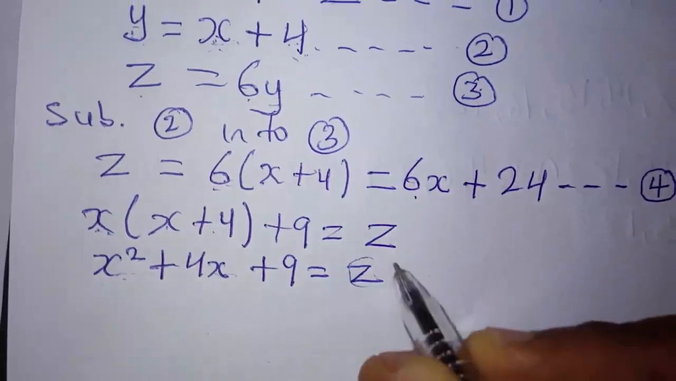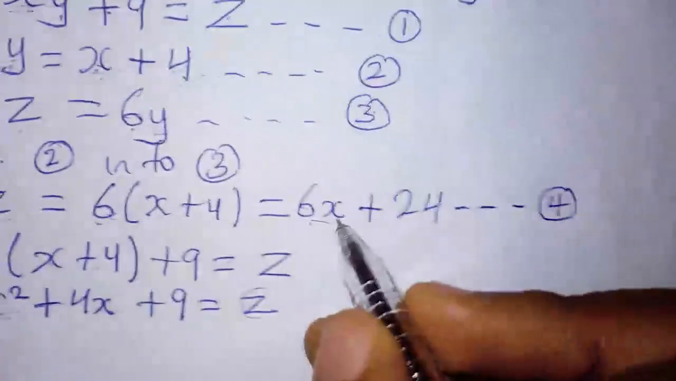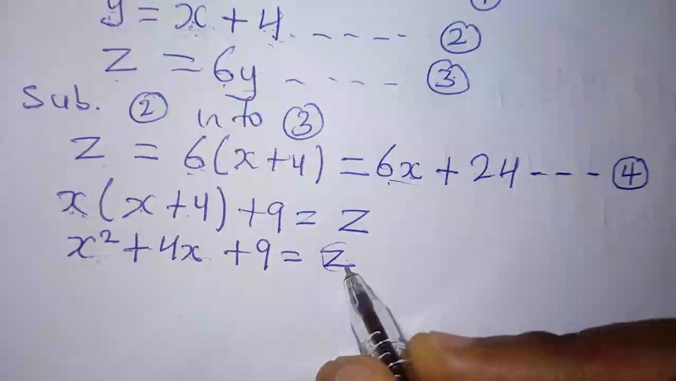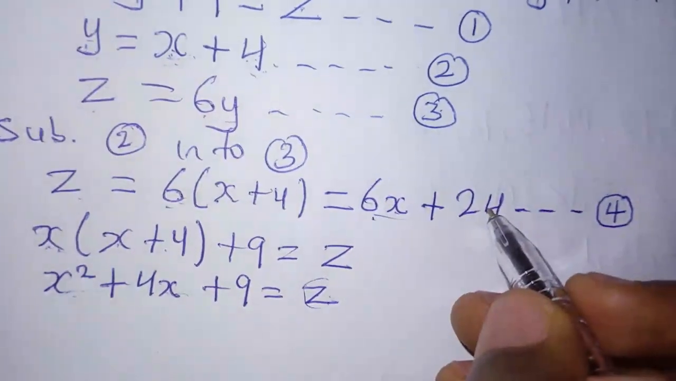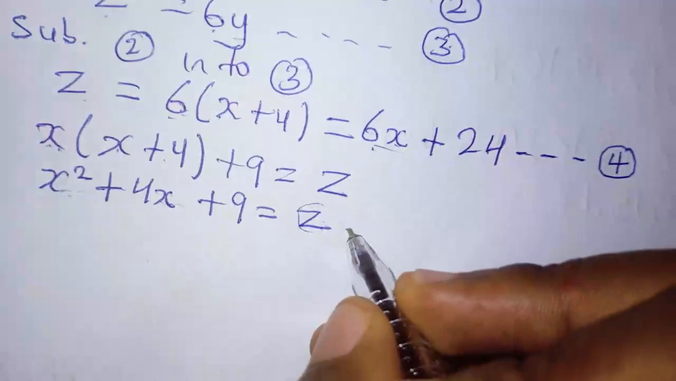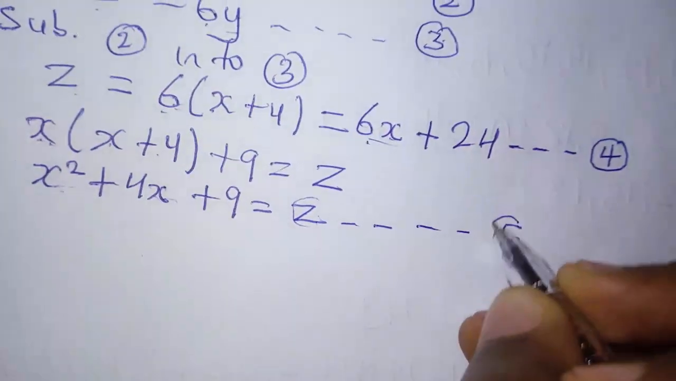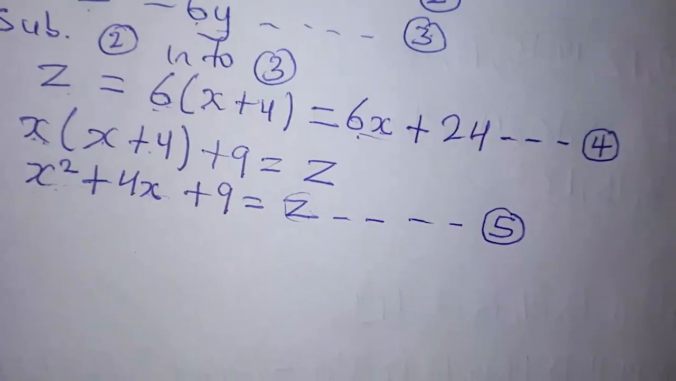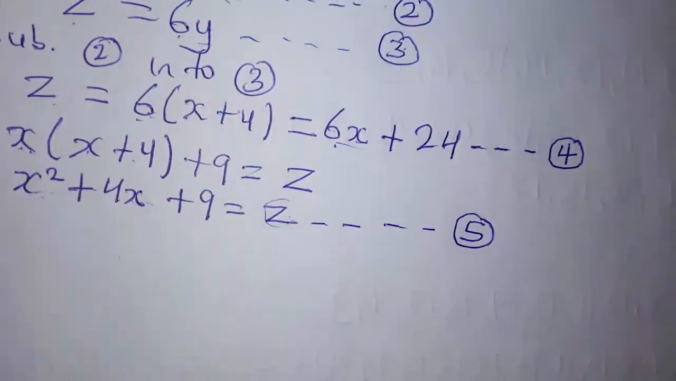Remember, your z has been written in terms of x. z is equal to 6x plus 24. It means in place of this z, I can always put 6x plus 24. I don't want to have too many equations, but I think it will be better so that we don't get confused. The reason we name all these equations is to make reference to them. So you might have your solution and be having this number of equations.